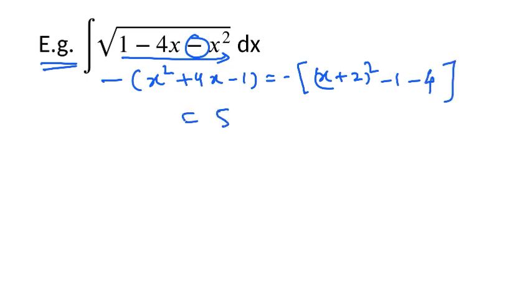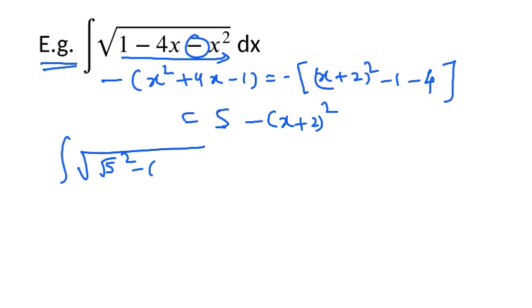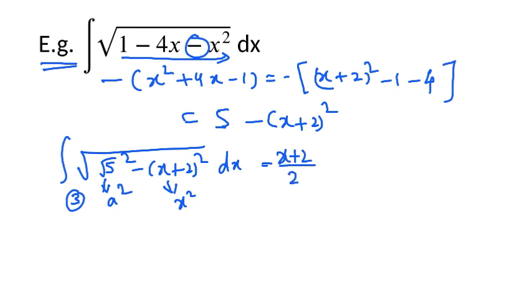Then bring this minus sign inside in the end, which makes it this. By now you should be clear about the method of completing the square. This is root of 5 square minus x plus 2 whole square dx. Now clearly it resembles the third identity that we had learned. This will double up as a square and the second term will double up as x square. So for a square minus x square under the root, it said that it is x by 2. What is there in place of x? x plus 2 by 2.